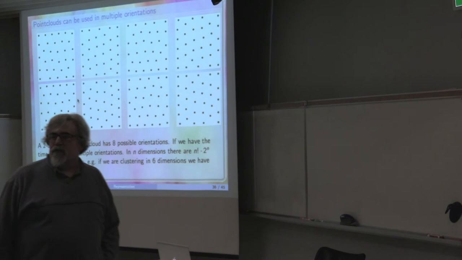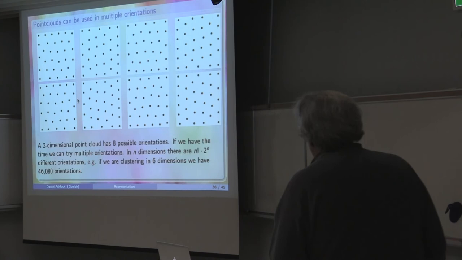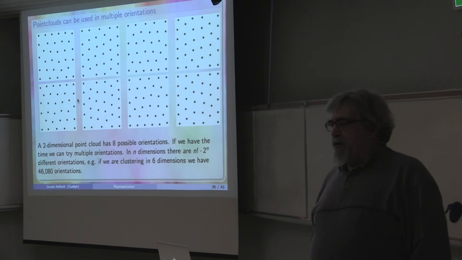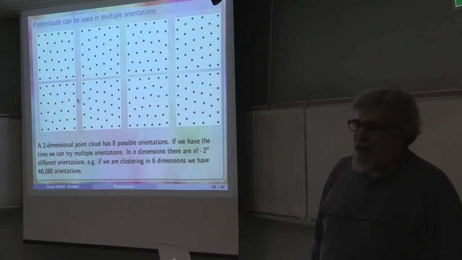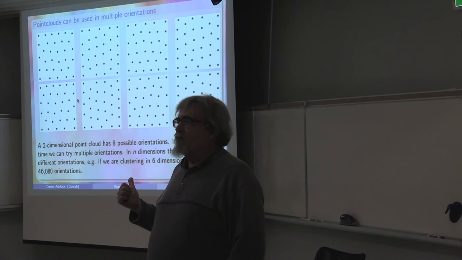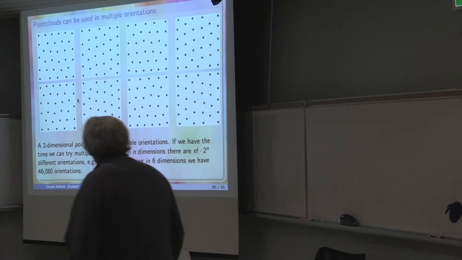Now, a square can only be done in 8 ways, but for instance, if we had a 6-dimensional hypercube, there would be 46,080 orientations of each such point cloud. The number is actually the dimension factorial times 2 to the power of the dimension. So for high-dimensional data, you can recluster a lot really fast, and then you could use an ensemble method to glue those together if you wanted to do really good clustering. This is Mandy's PhD thesis, and the code mostly exists and is being tested.